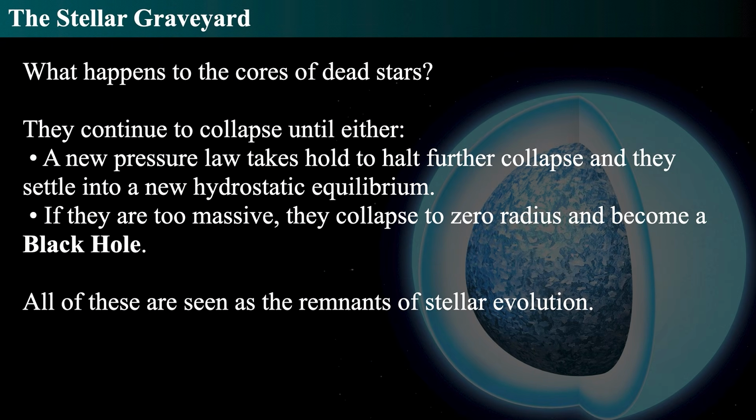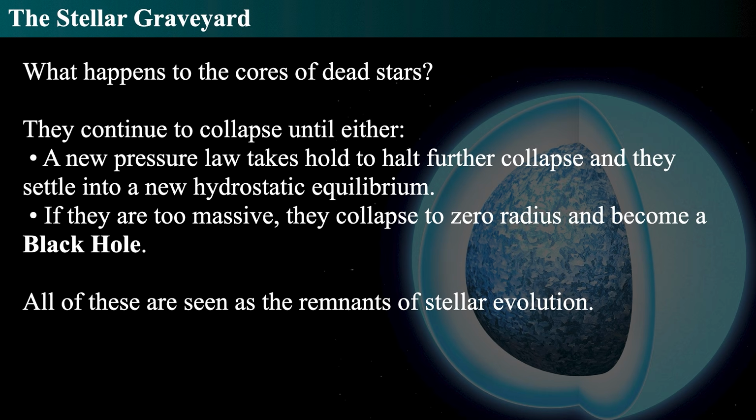They continue to collapse until either there's some new pressure that takes hold and prevents this collapse, and then they settle into a new state of equilibrium. And if they're too massive, then they will collapse to zero radius and become a black hole. And everything in between, those are the remnants of stellar evolution.